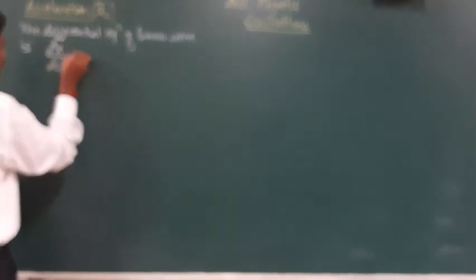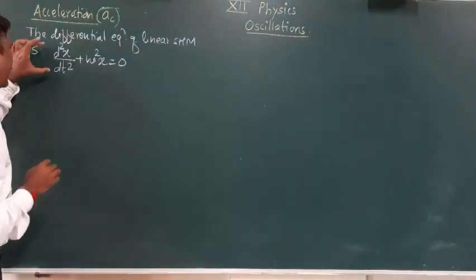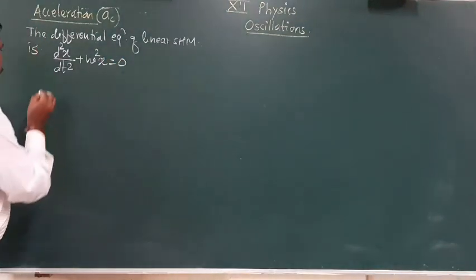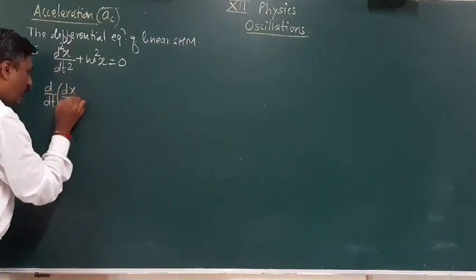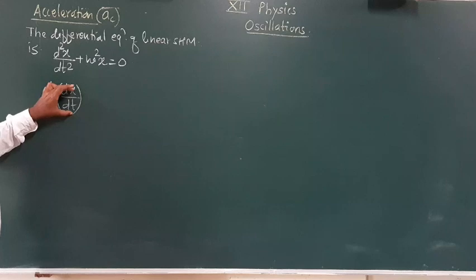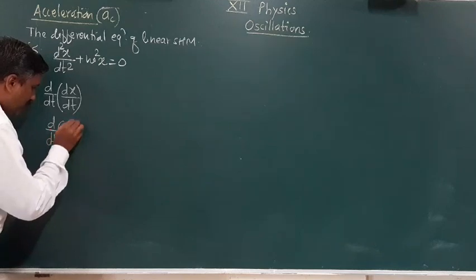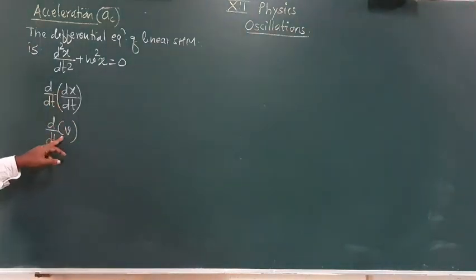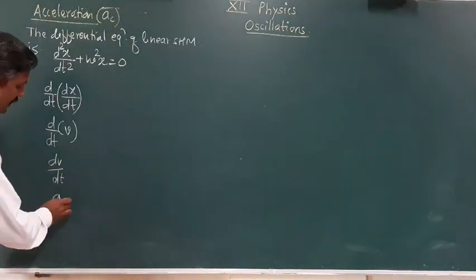it will be very simple. We just studied that d2x by dt square plus omega square x equals 0. What is this d2x by dt square? Can I write d2x by dt square in this way: d by dt of dx by dt. What is this dx by dt? This dx by dt is nothing but my velocity. What is this dv by dt? dv by dt means my acceleration.